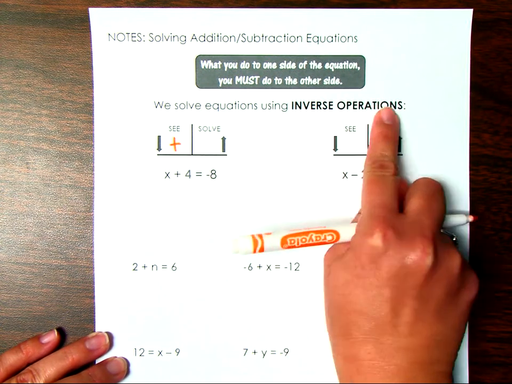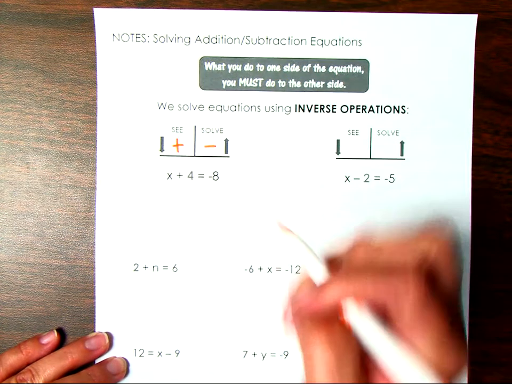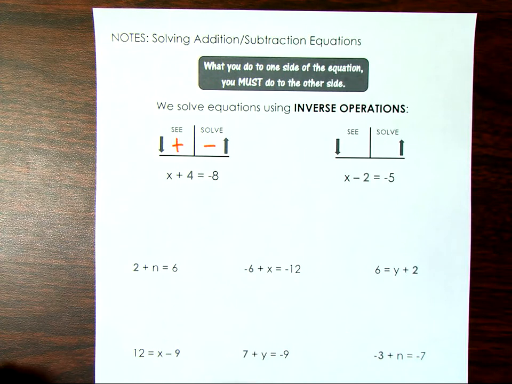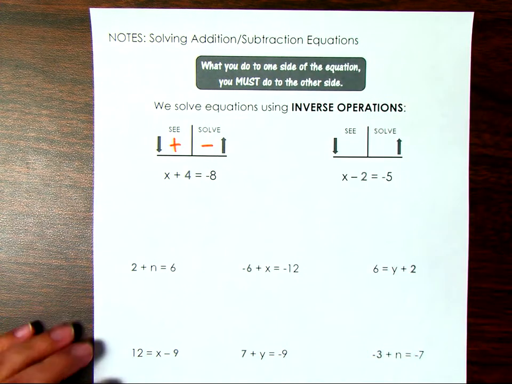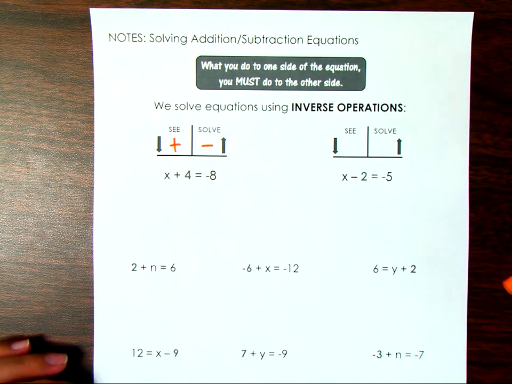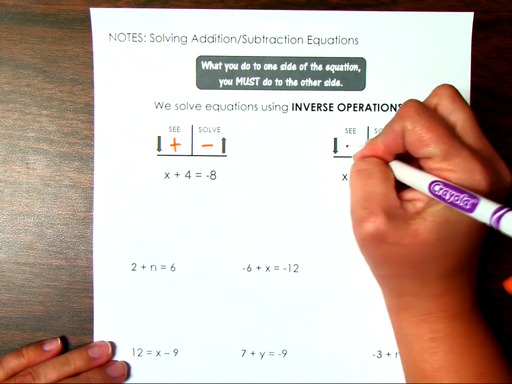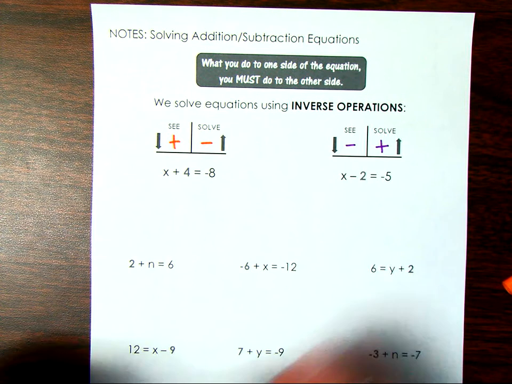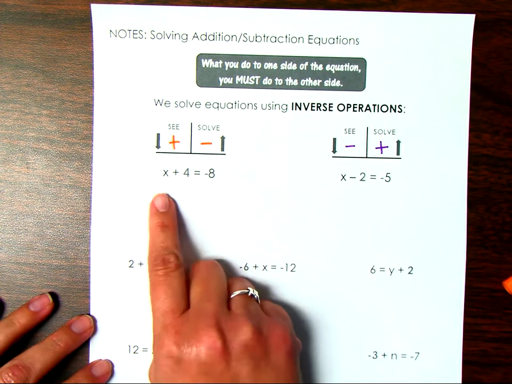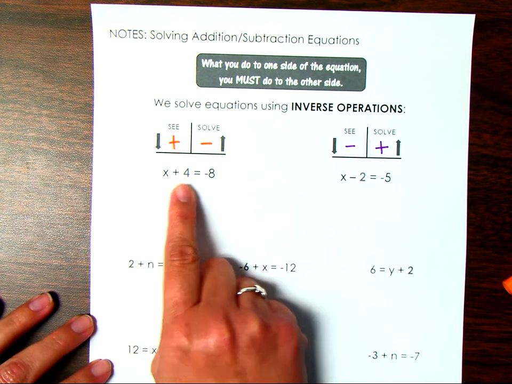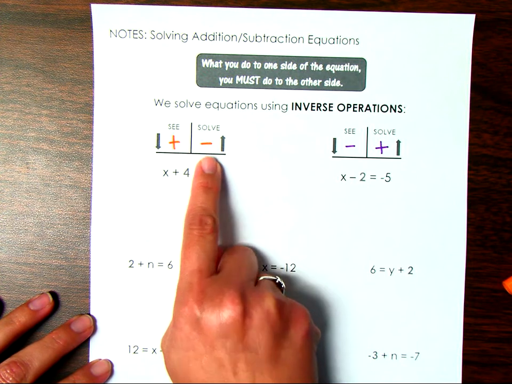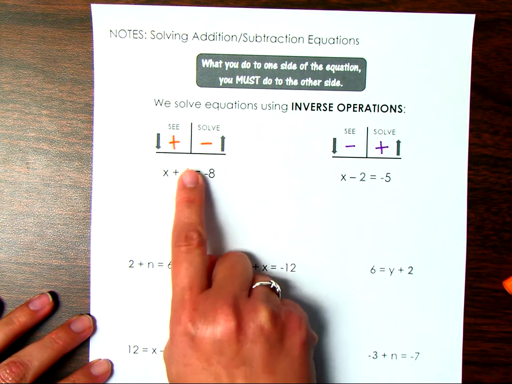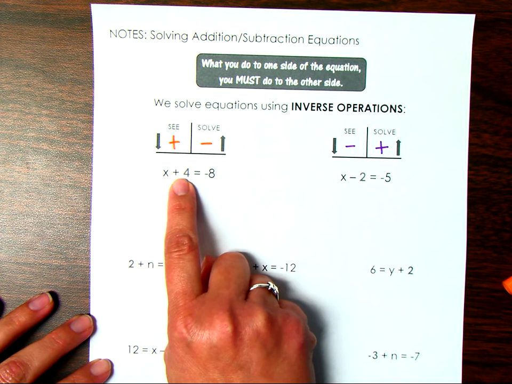So for example, if you see addition in the problem itself, then you're going to solve the addition with the inverse operation. That means subtract. So you can think about what you do to one side of the equation, you must do to the other. Then if we see subtraction in the problem, we're going to solve it with addition. The reason why we're going backwards is we're saying that some number plus 4 gave me negative 8. So we're going to solve that by subtracting that constant of positive 4 to work backwards to get there.